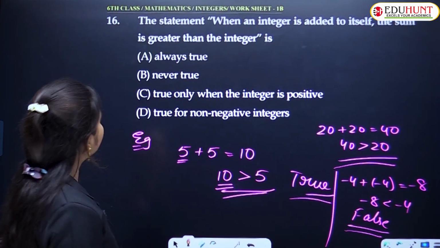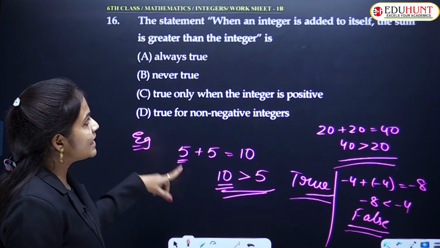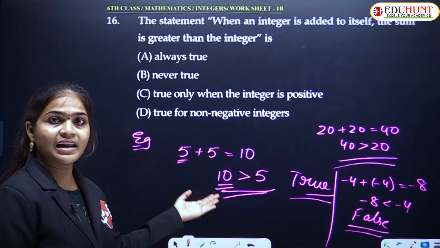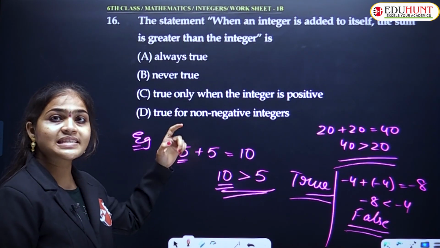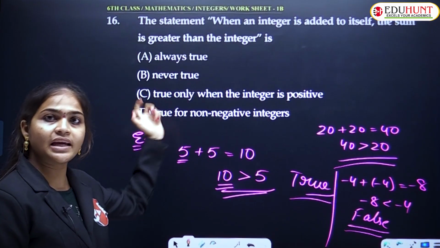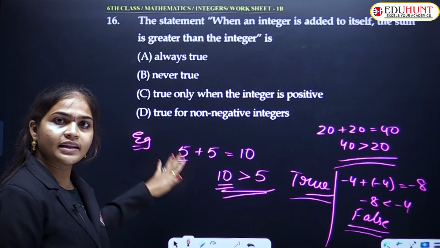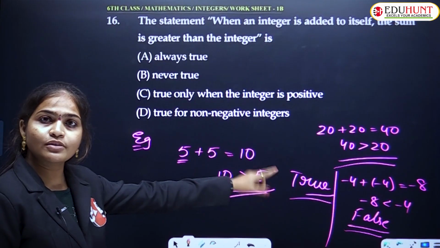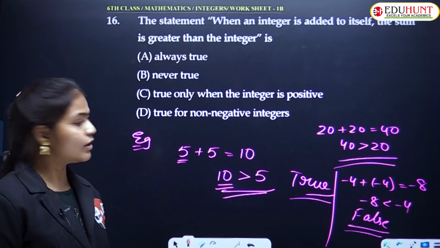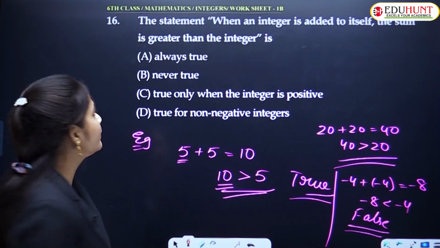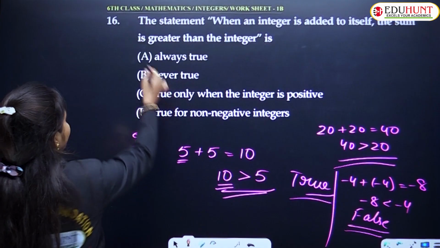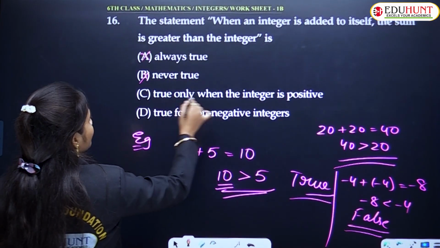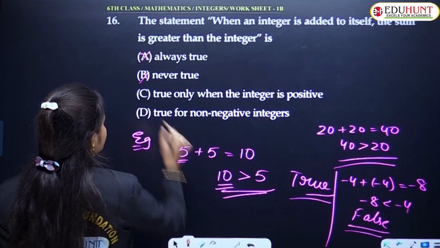So that's why here, when they ask about an integer, it means a positive and a negative also. If you take positive values, then the statement is correct. If you take negative values, then the statement is false. Here also there are two cases. So that's why here, always true, never true. True only when the integer is positive.